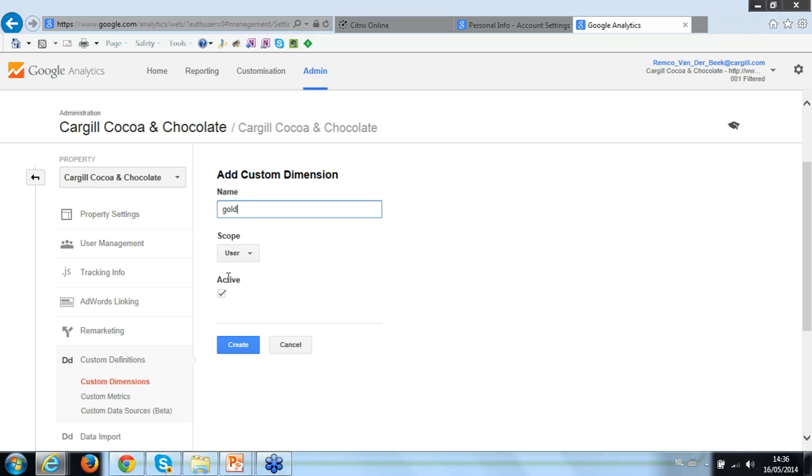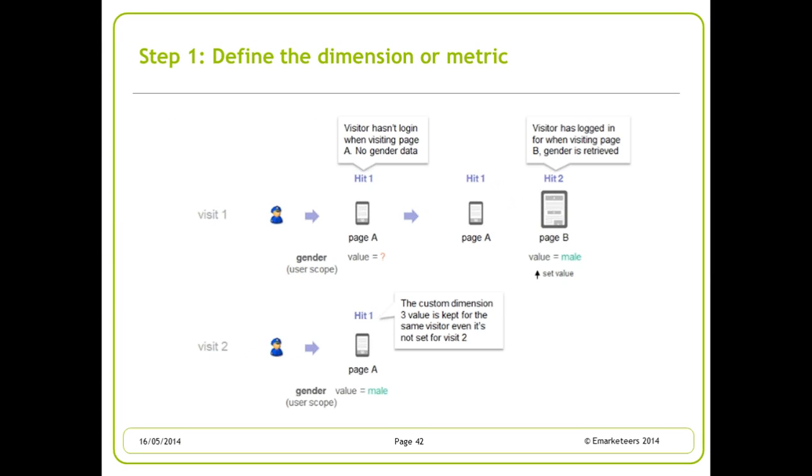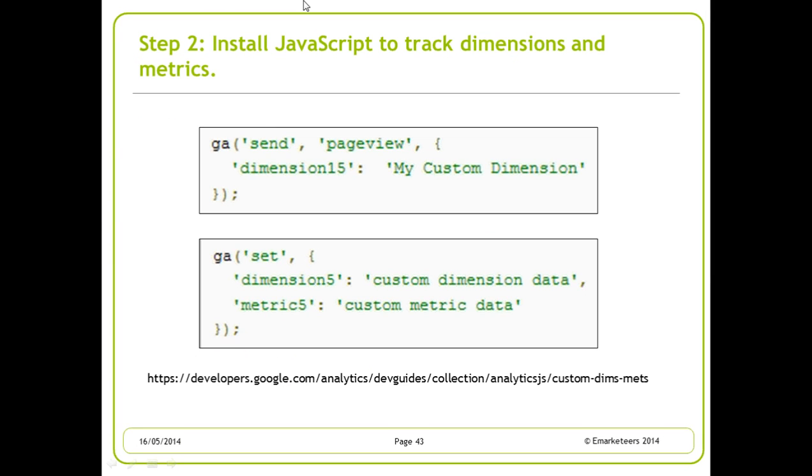And then you would need to tick the active box to tell Google this is an active custom dimension. I'm not going to actually save this. And then when you've done that, you need to add these measurements to your measurement code.